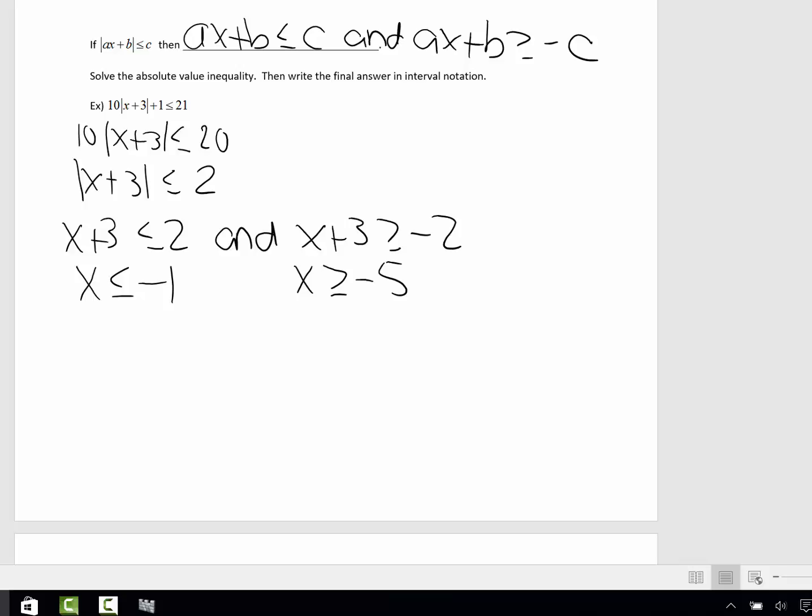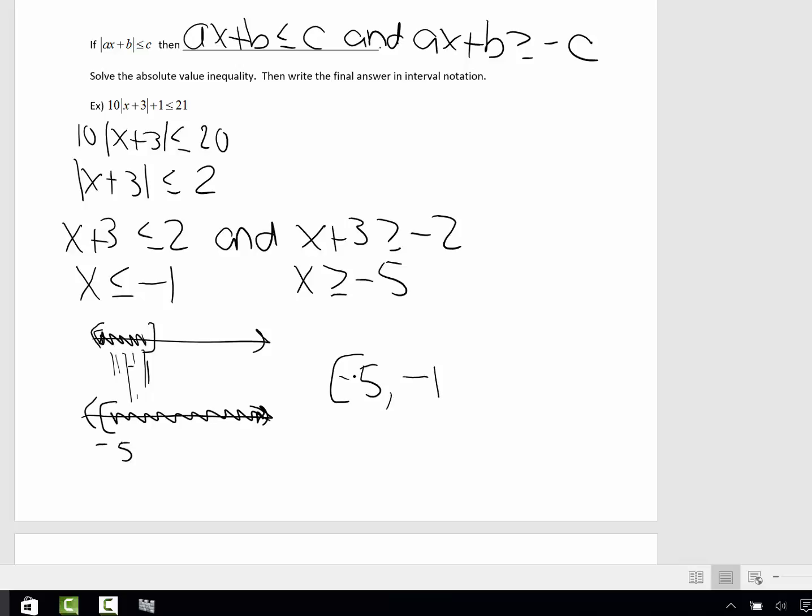So now I'm going to graph each. I'll start with x is less than or equal to negative 1. Now I'll do negative 5. Now remember, with an and or an intersection is where they overlap. So it's this region here. Well, it starts at negative 5. Negative 5 is a solution here and here, so it's a solution here. It goes as far right as negative 1. It's a solution here, and it's a solution here, so it's a solution here also.